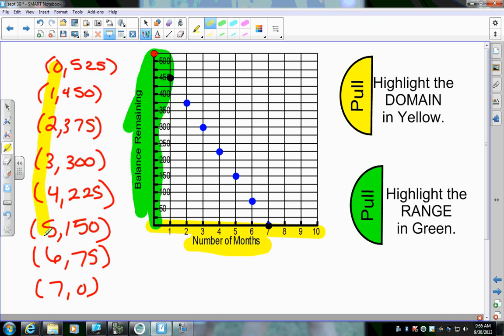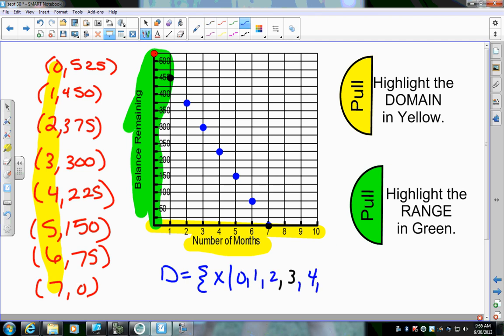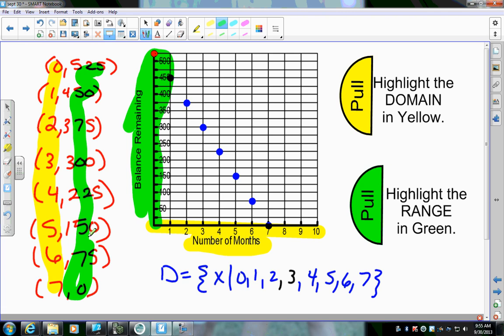So it would be my domain, if I wrote it with my set notation, my X numbers: 0, 1, 2, 3, 4, 5, 6, 7. And I'm writing specific numbers because they are dots. Now my range is all this over here in green.